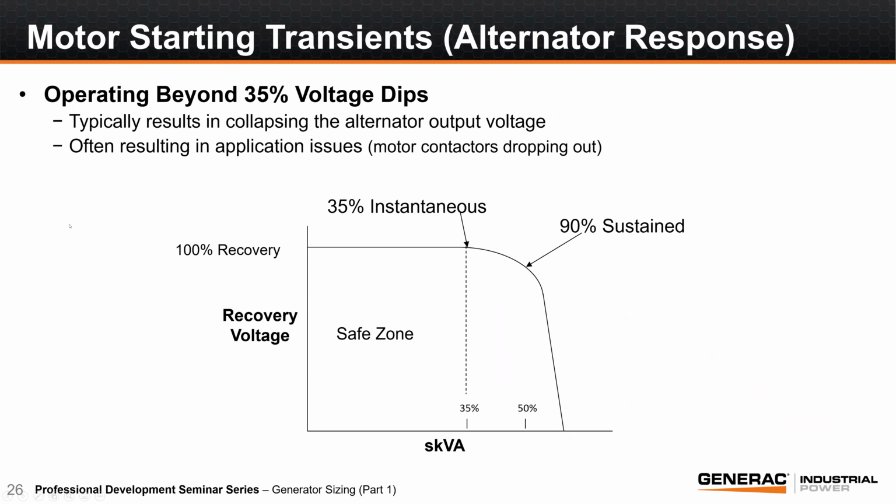This graph illustrates why, as an industry, we limit our maximum SKVA data to 35% voltage dip. As you extend beyond that 35% voltage dip, you'll notice that the alternator's voltage reaches a collapse point. The 90% sustain data point is at the point of voltage collapse. And with this level of SKVA, the voltage regulator for the alternator is completely on, the exciter is completely on, the main rotor is completely on, and the output voltage has still only recovered to 90% of the rated voltage.